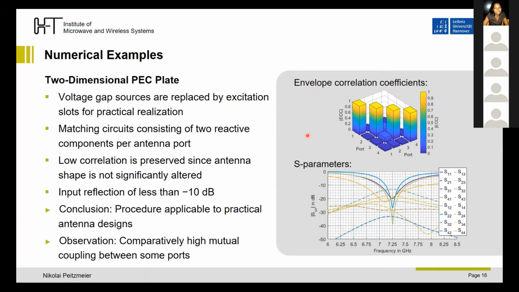We can now, again, analyze the correlation, and we see the correlation coefficients have not changed a lot. The low correlation is preserved as we have not changed our antenna geometry significantly. Furthermore, we can show indeed we can match all 4 antenna ports simultaneously. So our procedure is basically applicable to a practical design.